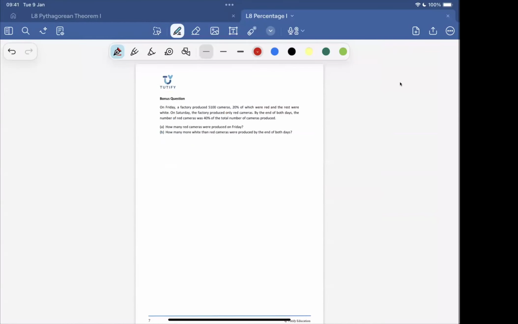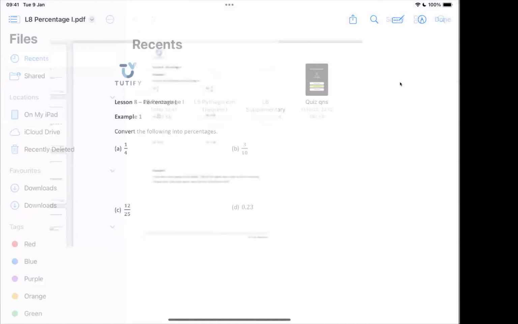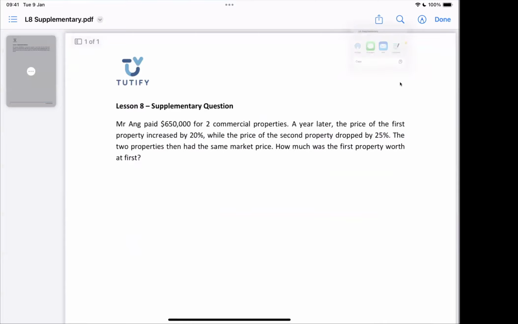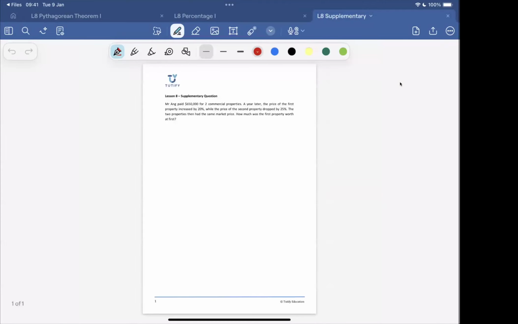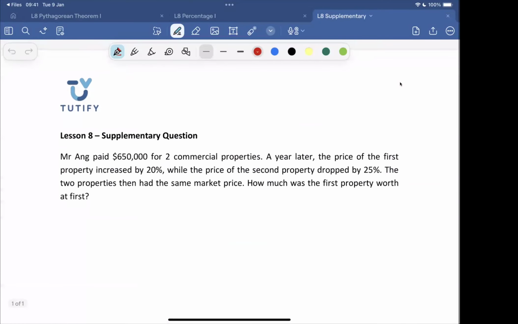Oh, we are done. Students, we are done. Now I have one more question for you. We have the supplementary problem. Everybody, can you take a look at the screen? Now, what's happening here? Mr. Ang bought 2 properties for 650,000 altogether. But 1 year later, the price of the first one increased, but the price of the second one dropped. And in the end, both of the properties have the same price. How much was the first property at first?